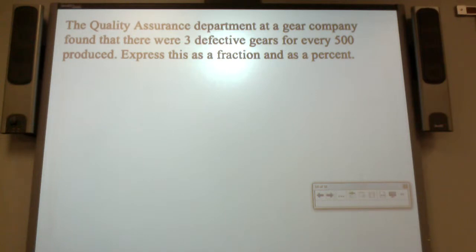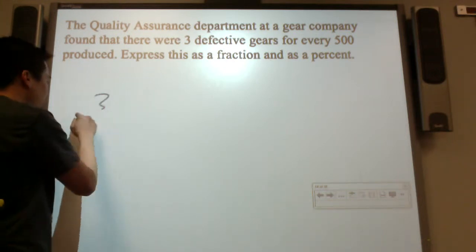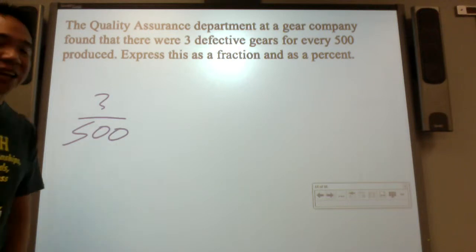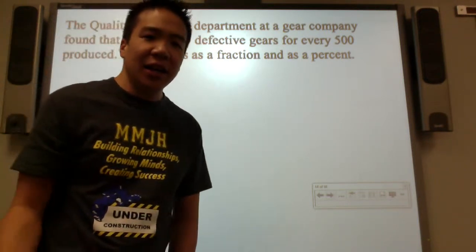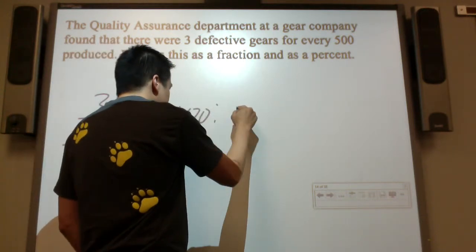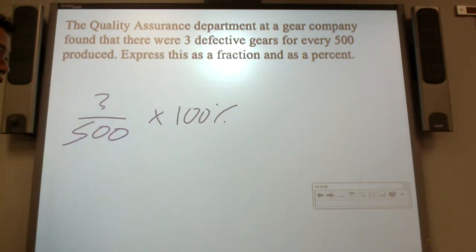So next one: the quality assurance department at a gear company found that there were 3 defective gears for every 500 produced. So 3 out of 500. Express this fraction as a percent. So what is a percent again? It's per 100. To make it into a percent, it needs to be per 100.